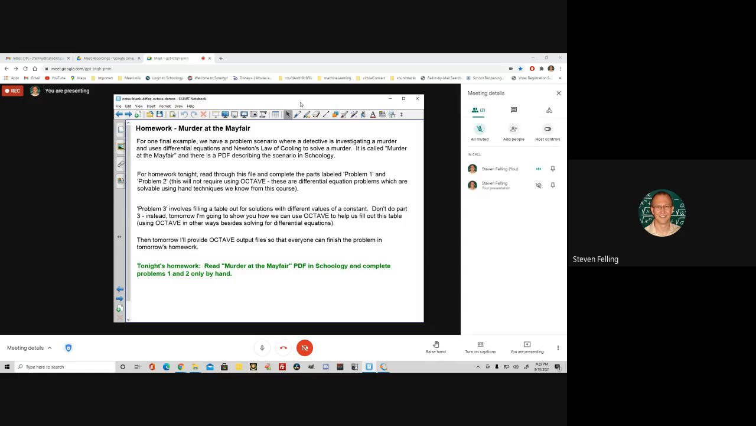So for homework, what I'd like you to do is to read through the file completely, but then just complete the parts that are labeled problem 1 and problem 2. Those don't require OCTAVE. There are two different differential equations that are solved by hand. Problem 3 involves filling out a table for solutions with different values of a constant. So don't do that yet. We're going to talk about that tomorrow after we go through your solutions for problems 1 and 2, and then we'll do a second day on problem 3.